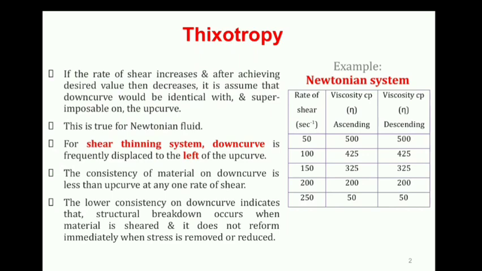The lower consistency on the downward curve indicates that the structural breakdown occurs when the material is sheared, and it does not reform immediately when stress is removed or reduced. Why does this happen, that is, why does the consistency decrease on the downward curve? The reason is that when you increase the rate of shear, structural breakdown occurs, and this breakdown is not able to reform immediately. That's why the consistency on the downward curve is always less.